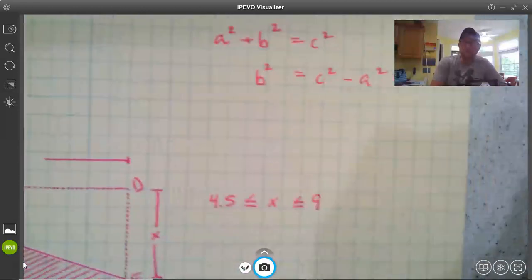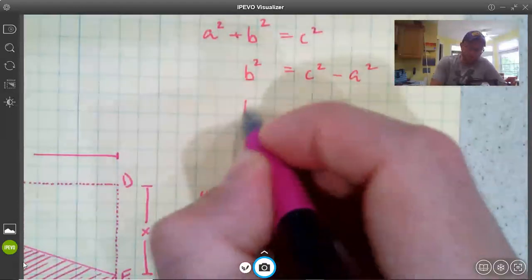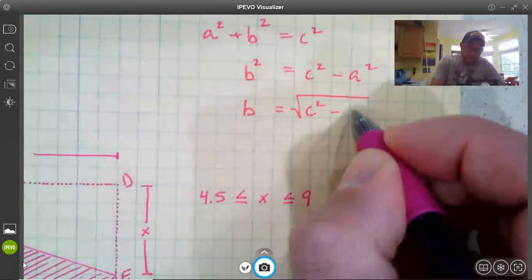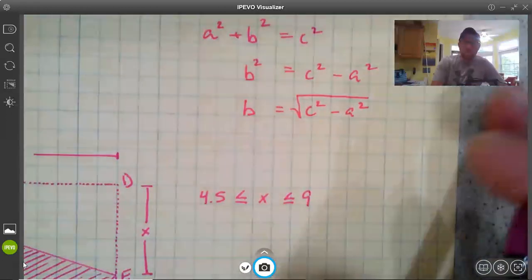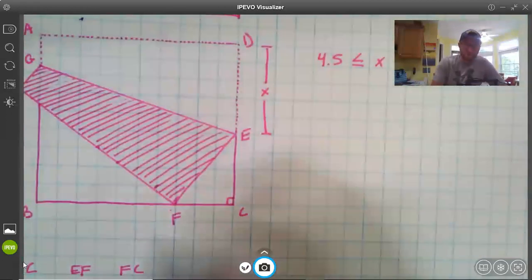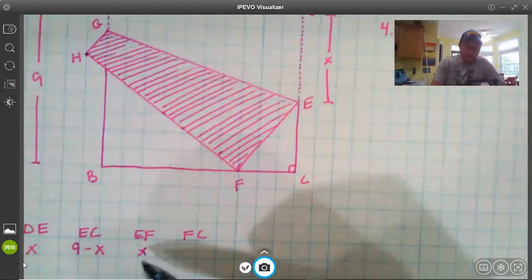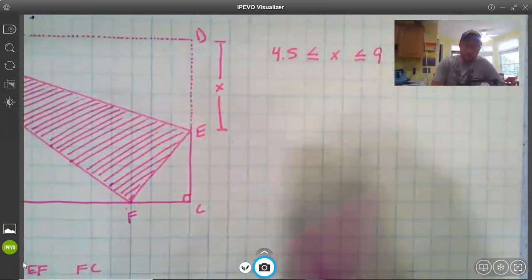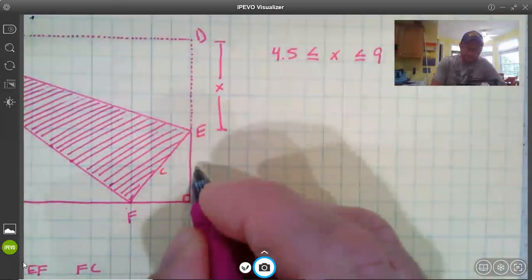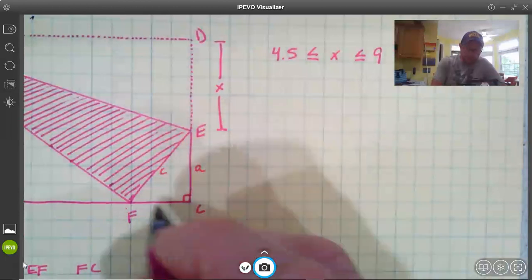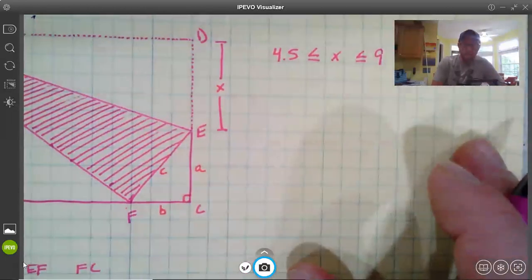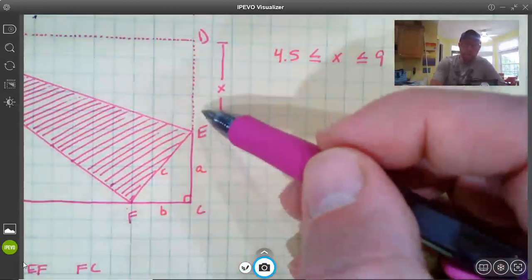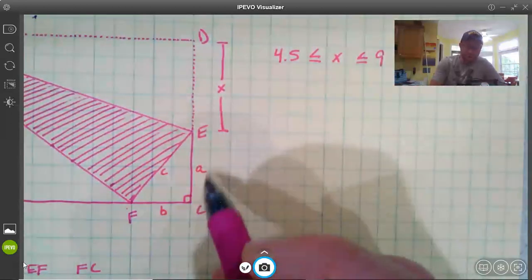Okay. So b squared is c squared minus a squared. If I solve for b, I get the square root of c squared minus a squared. But remember, in here, c is just our input variable x. If I call this c, and this a, and that b, c is just our input variable x. It's the same part of the paper I peeled off in the first place.